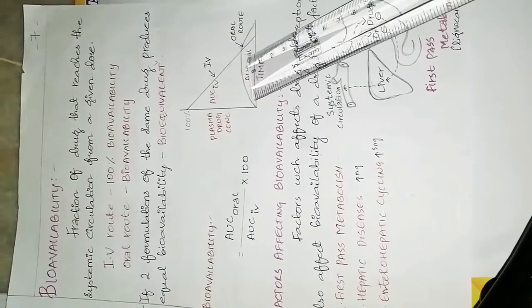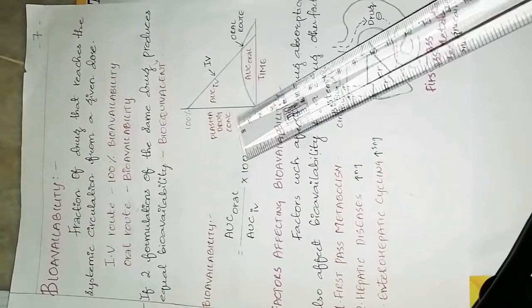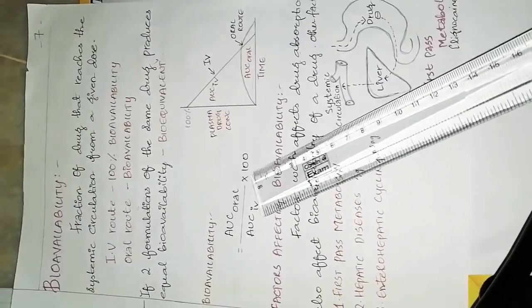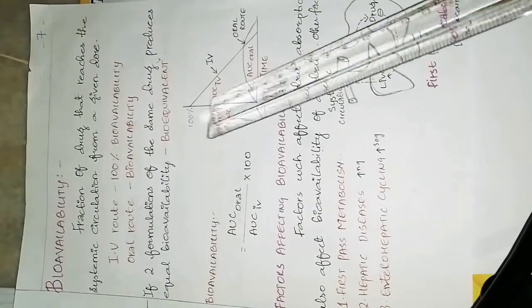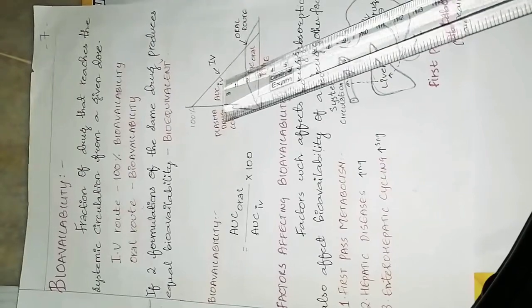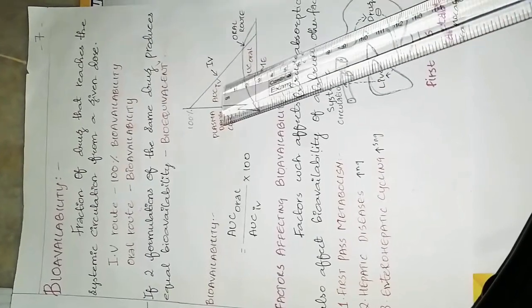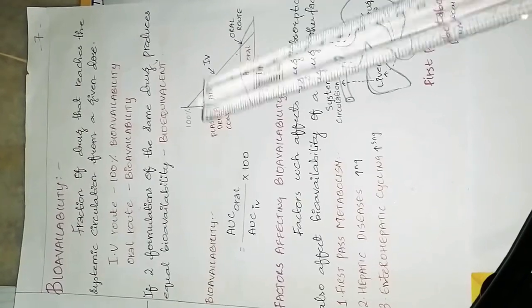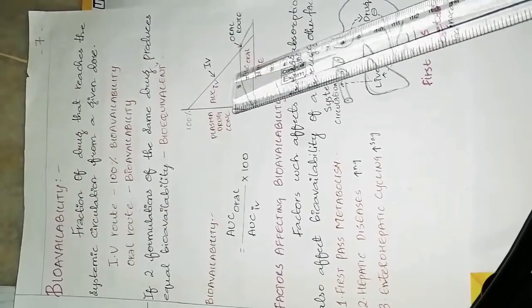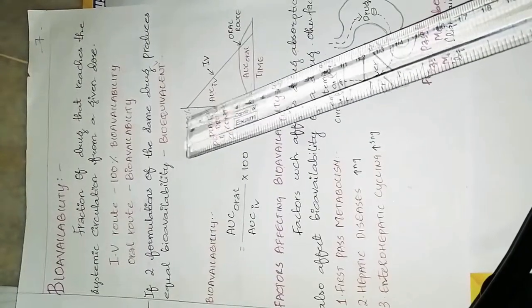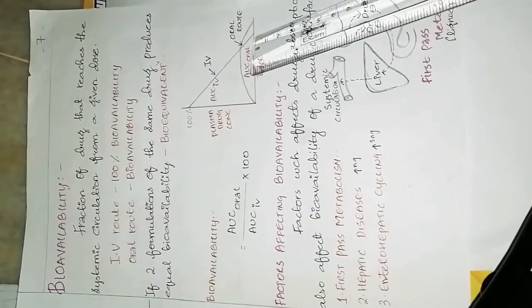When a graph is plotted of plasma drug concentration versus time, from this we can calculate the bioavailability. We are comparing the drug given through two different routes, the IV route and the oral route. When the drug is given through the IV route, bioavailability is 100% because it enters the systemic circulation, so it shows a very straight line.